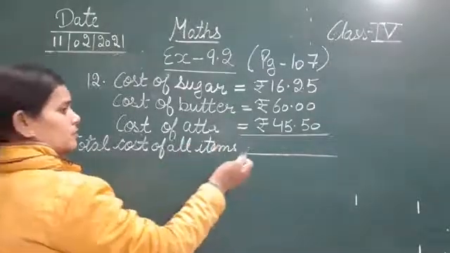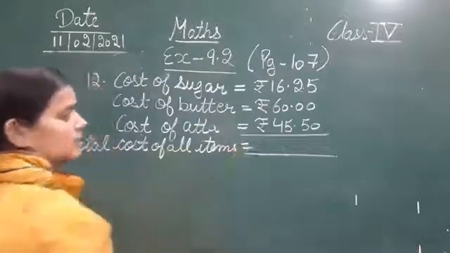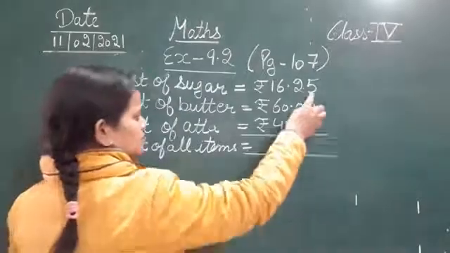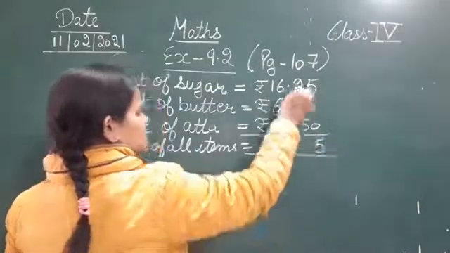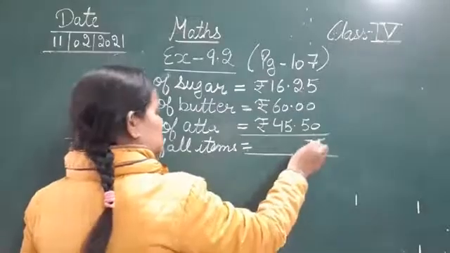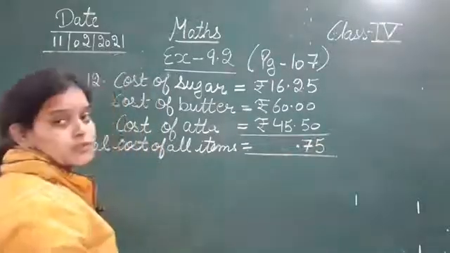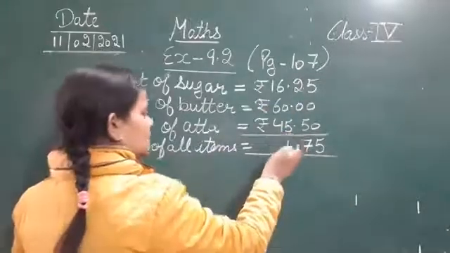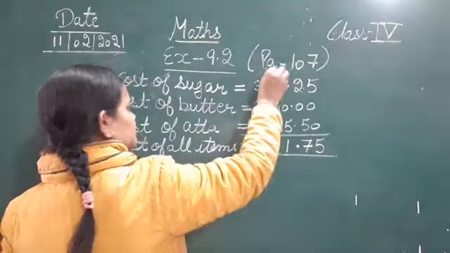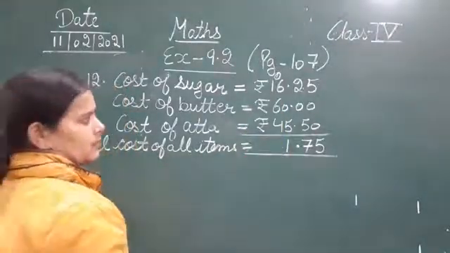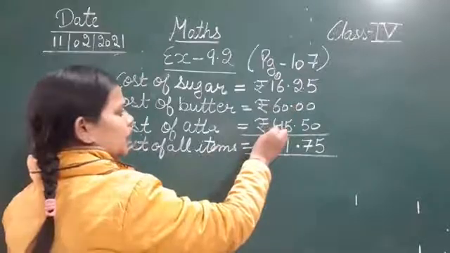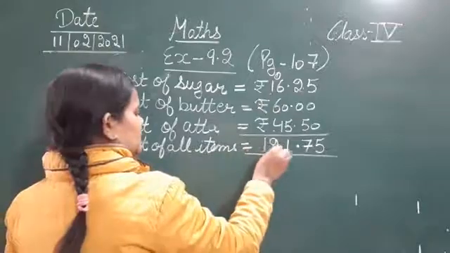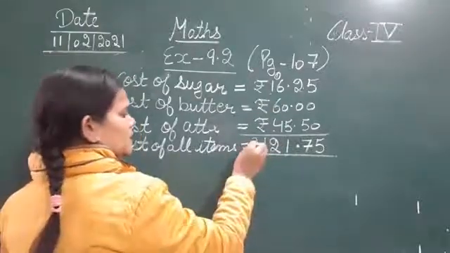So the total cost of all the items is equal to, that we will calculate. So let's add it. So 5 plus 0 plus 0, that is 5. 2 plus 5, 7. So nothing will be carried forward. 6 plus 5, 11. 1 will be carried forward. 6 plus 4, 10 plus 1, 11 plus 1, that is 12. So that is rupees 120.